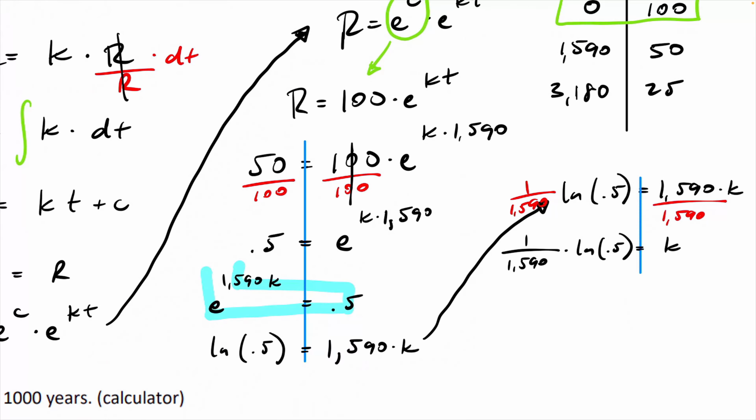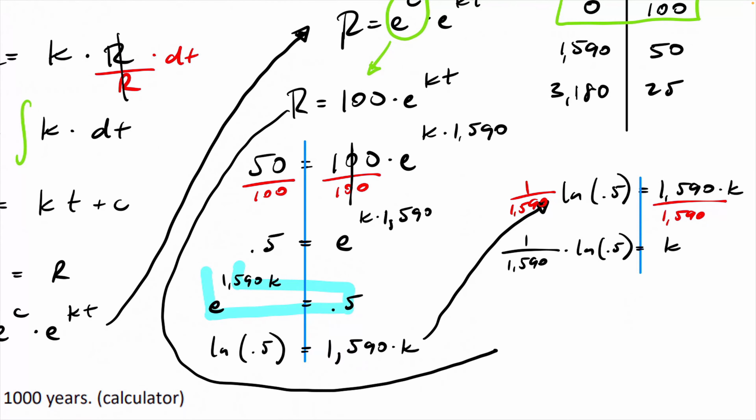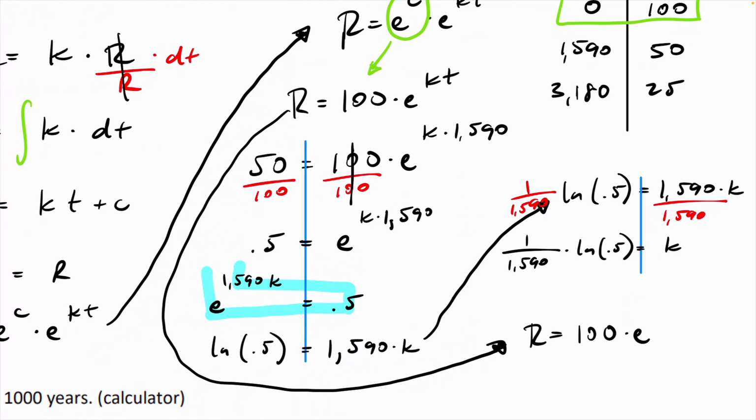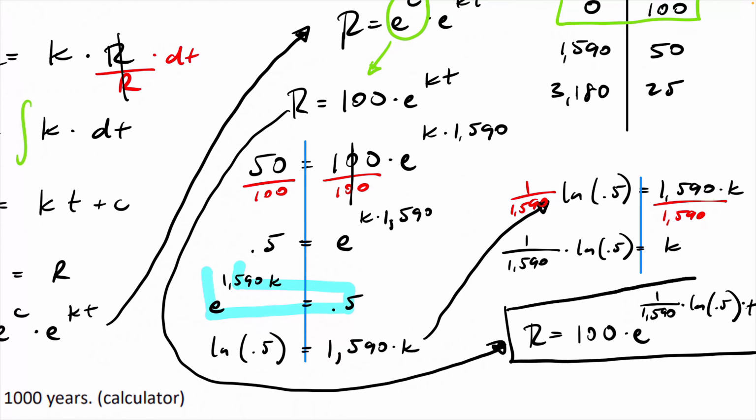Last step, put k back in. So R equals 100 times E to the 1 over 1,590 times natural log of 0.5 times t. That's our formula we're going to use.